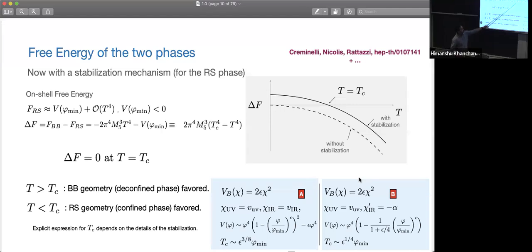And now you get something which is more realistic. You find that the free energy is 0 at a critical temperature. So there is a non-zero critical temperature.